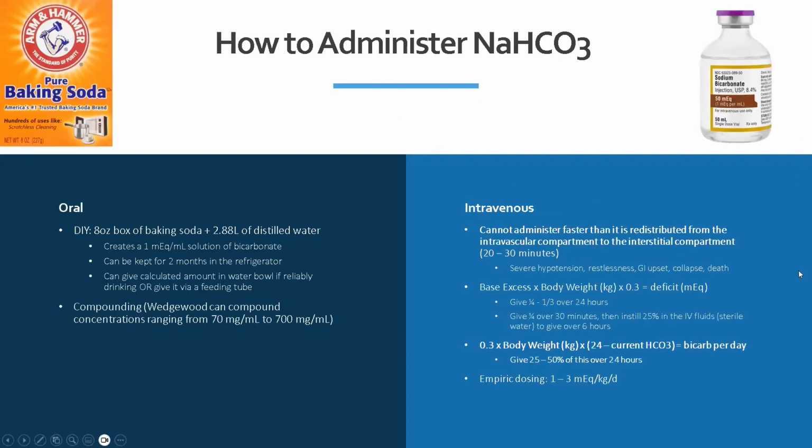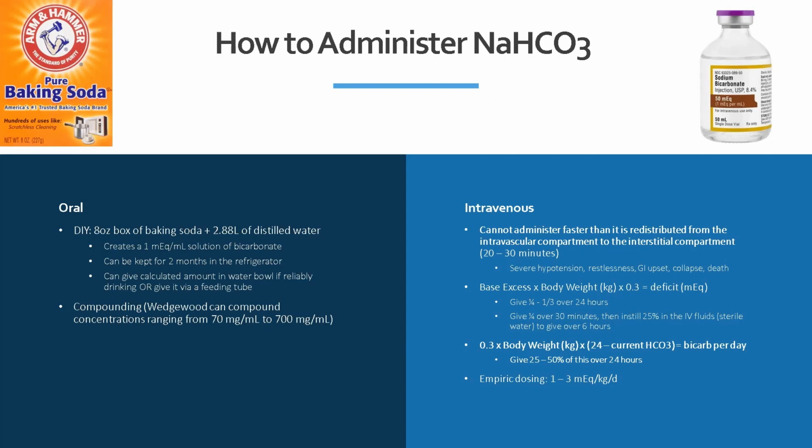So how to use it orally? Kind of doing it yourself, you can take an 8-ounce box of baking soda and put it in about 2.88 liters of distilled water to create a 1 milliequivalent per mL solution of bicarb, which does hold stable in the fridge for about 60 days. And you can give the calculated amount in the water bowl if the animal is reliably drinking, or you can give it via a feeding tube if they already have one placed.